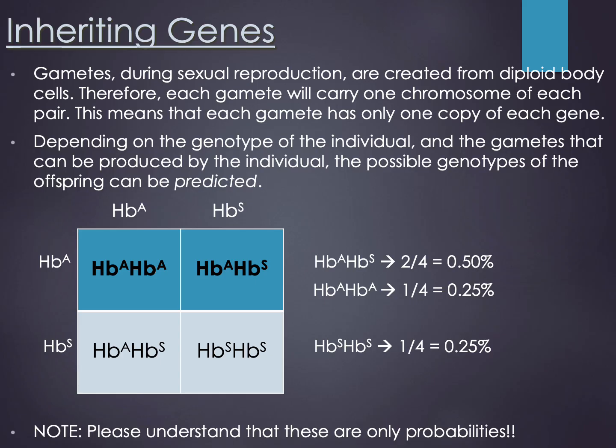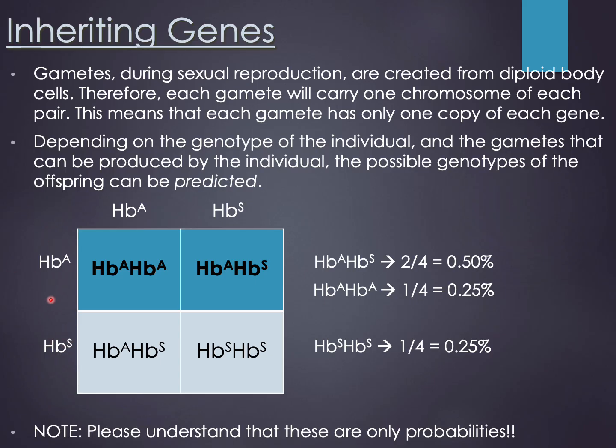Depending on the genotype of the individual and the gametes that can be produced by the individual, the possible genotypes of the offspring can be predicted. So in this case, we're crossing two heterozygous. This is representing heterozygous. This is also heterozygous.